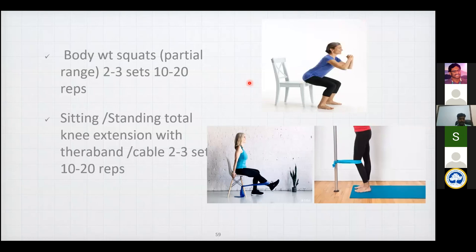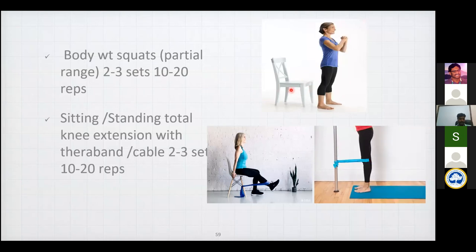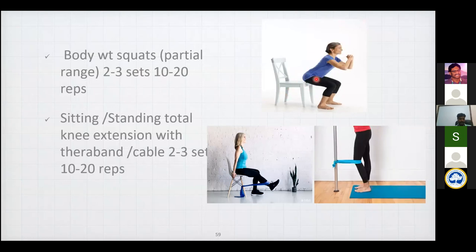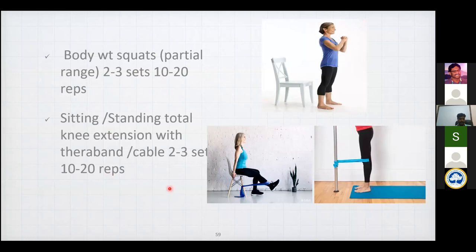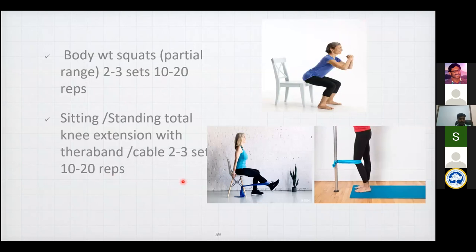We have to take care that the knee position is right. We have to take care that they're not using their quadriceps while coming up. They have to use their glutes while coming up from the squat. So TRX has given us very good results in our clinic. We can also use a chair, if they can do a squat initially, partial range, and then slowly we can progress to a much deeper squat.